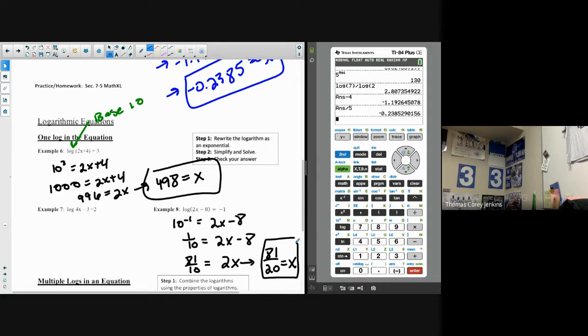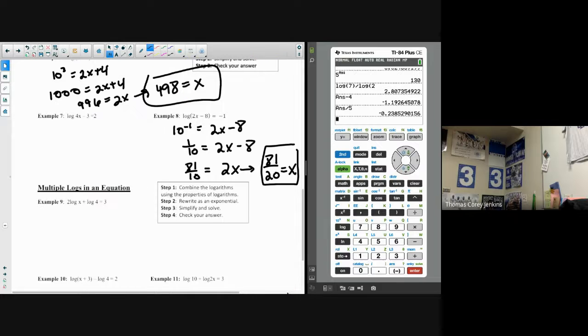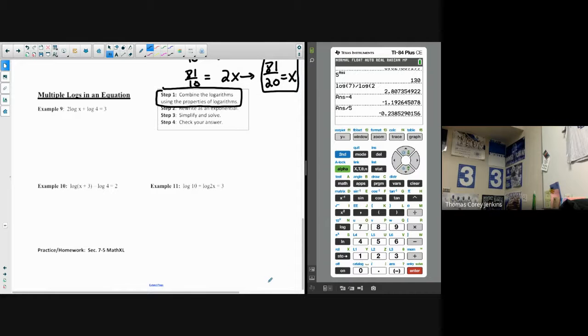All right. So one more type of problem you're going to see is what happens if we have multiple logarithms in an equation. So basically, this is your only additional step, right? You're going to get all logarithms to the same side, and you want to use our properties of logarithms to write them as a single logarithm, okay?